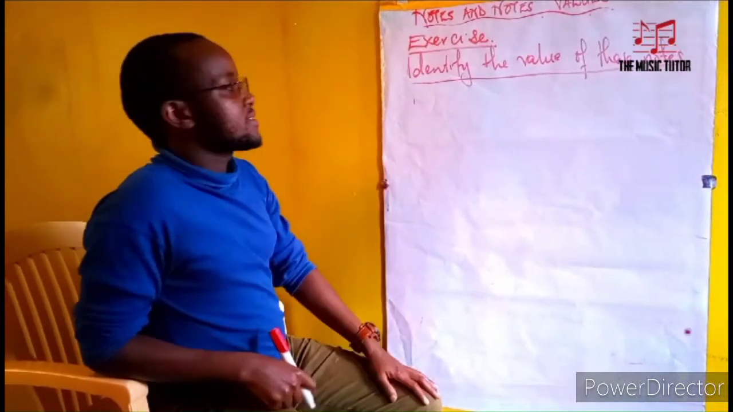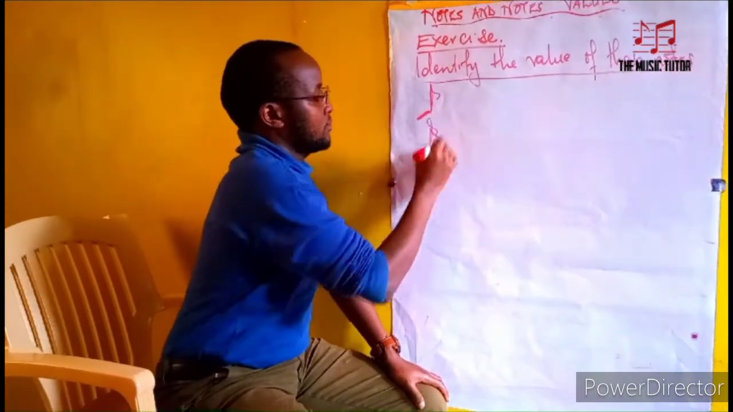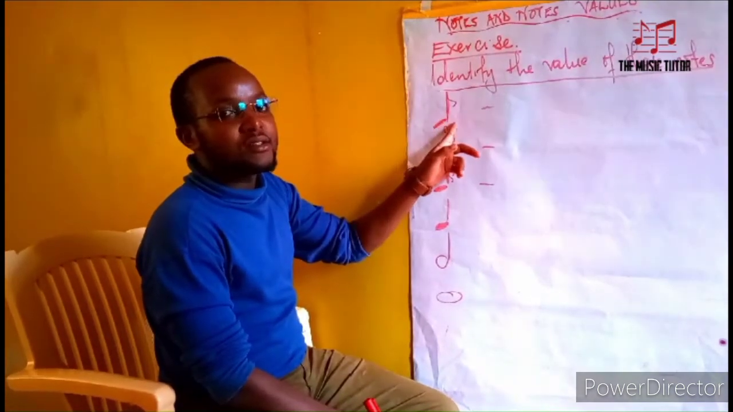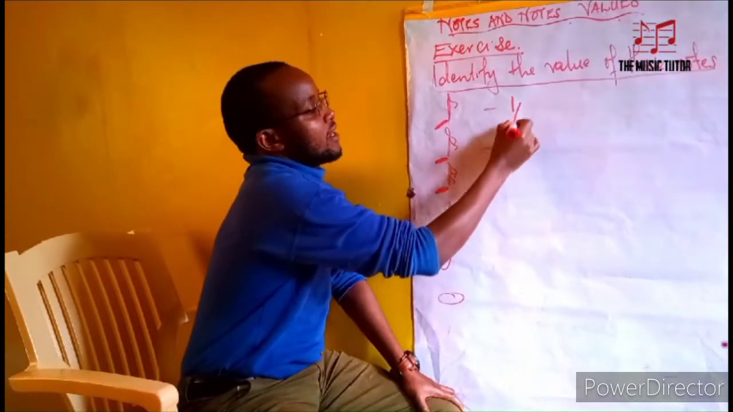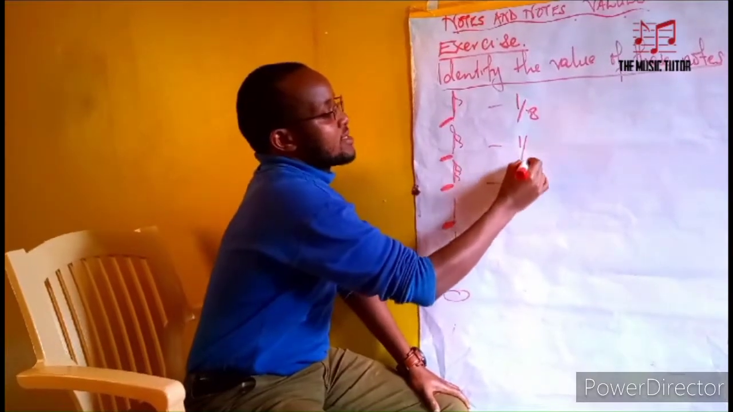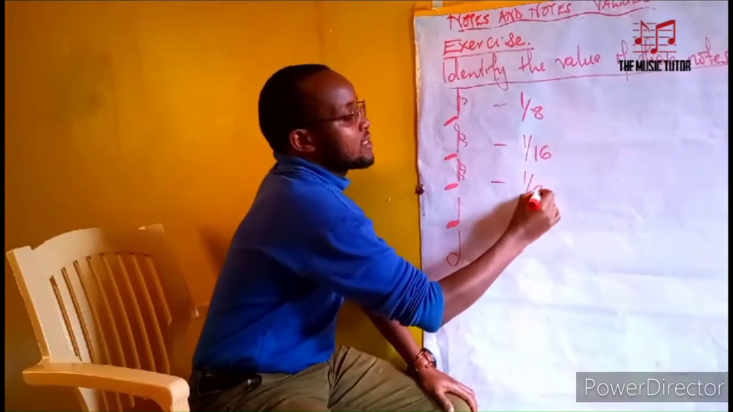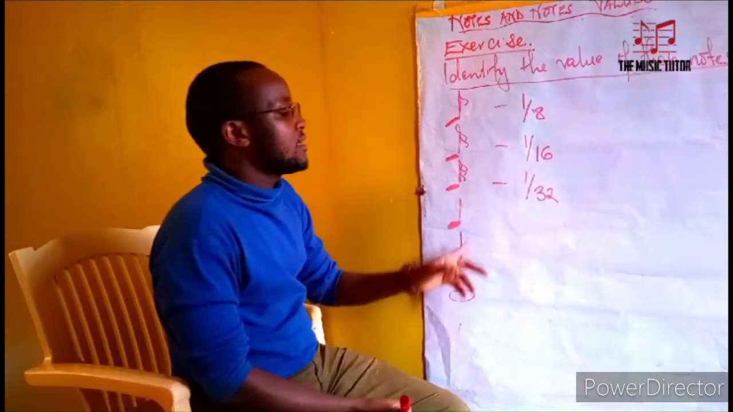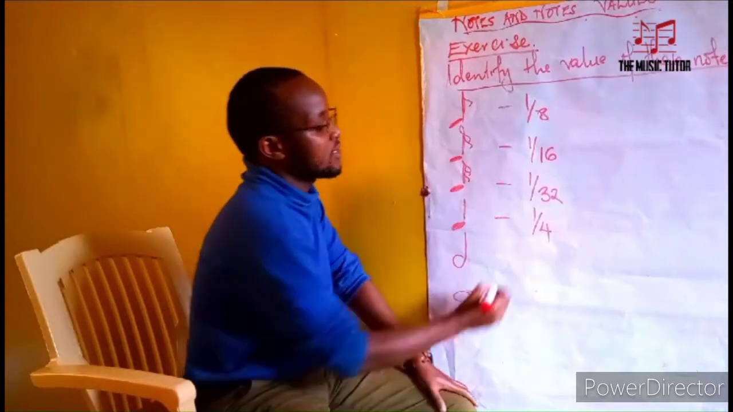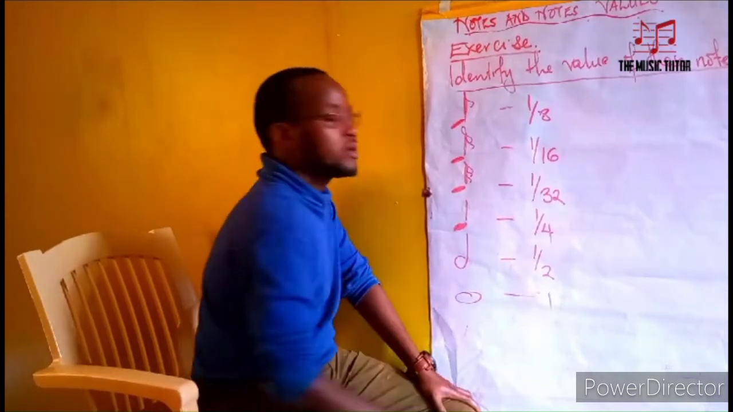We do another exercise. Identify the value of these notes. What is the value of this note? This is an 8th. What is the value of this note? This is a 16th. This note, this is a 32nd. This note, this is a quarter. This note, it is a half note. This one, a whole note.